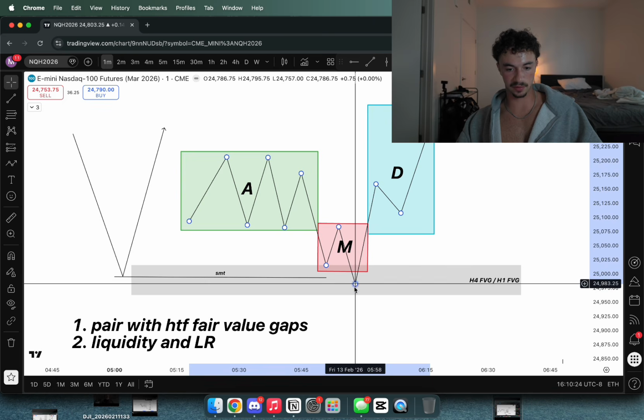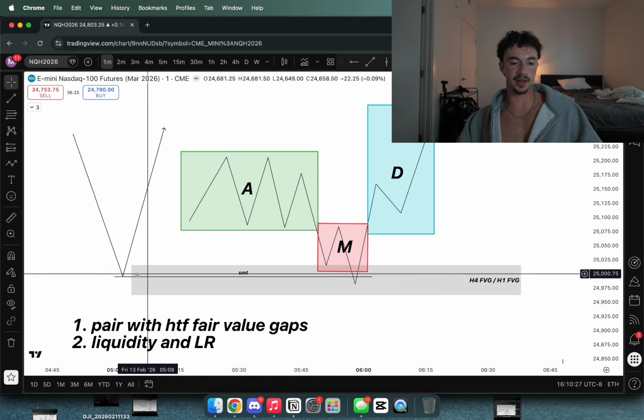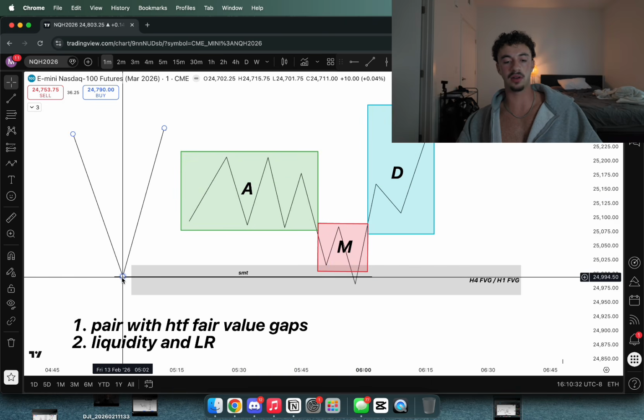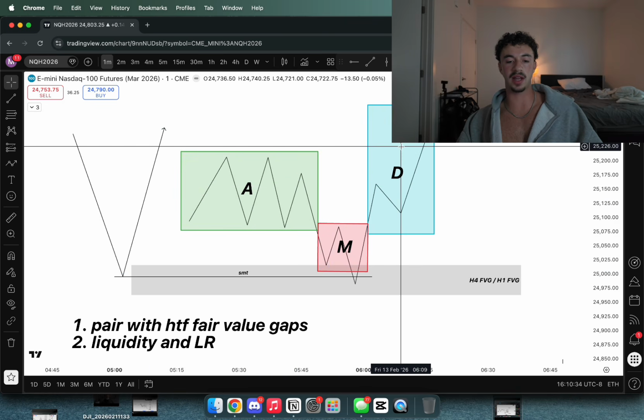Okay, we'll just use this because it's messed up. Price comes down, right? We have that major low right there, accumulates, manipulates, stop hunts that low, has a sweep on liquidity and then goes higher.